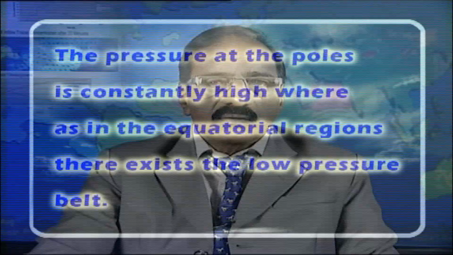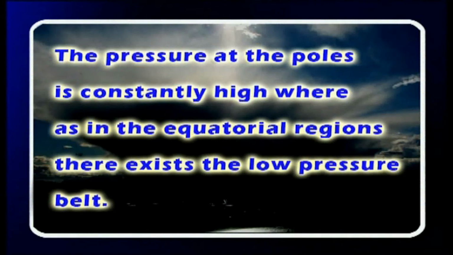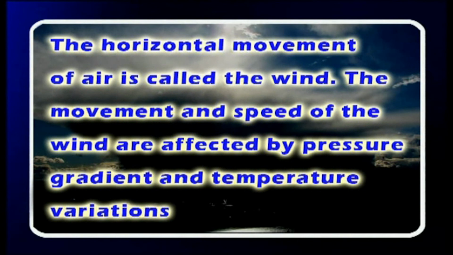There is a latitudinal variation in pressure also. The pressure at the poles is constantly high, whereas in the equatorial regions there exists a low pressure belt. The horizontal movement of air is called the wind. The movement and the speed of the wind are affected by pressure gradient and temperature variations.